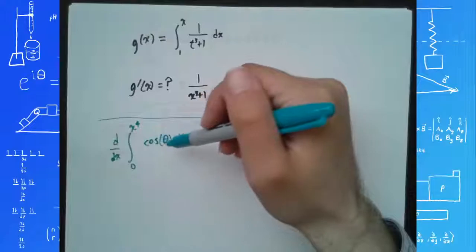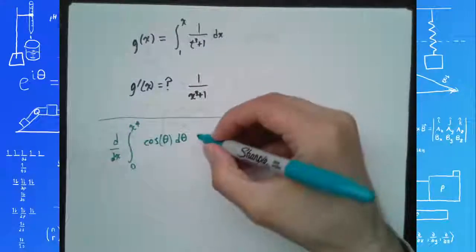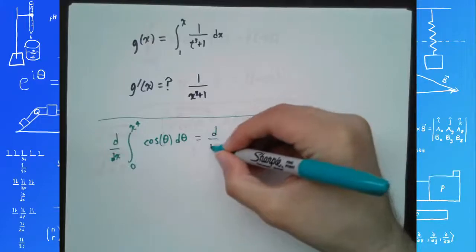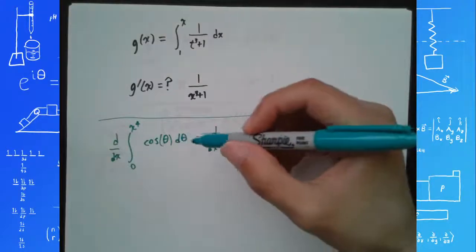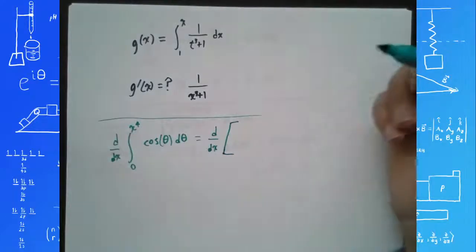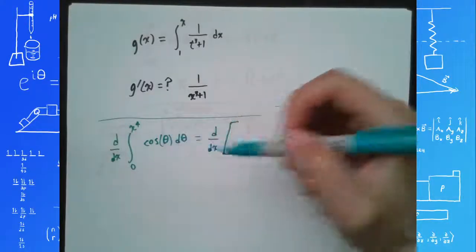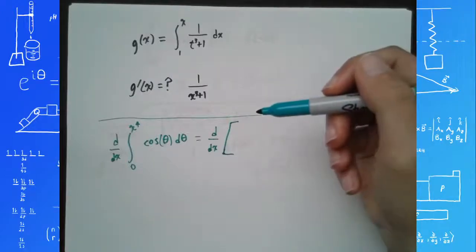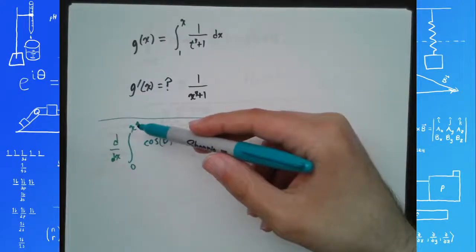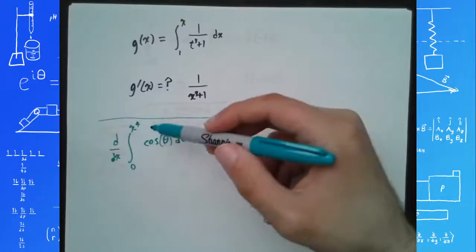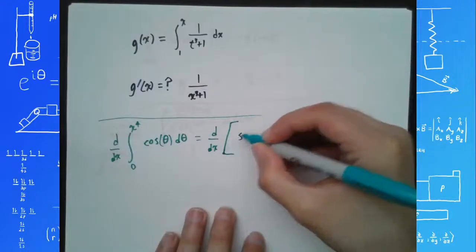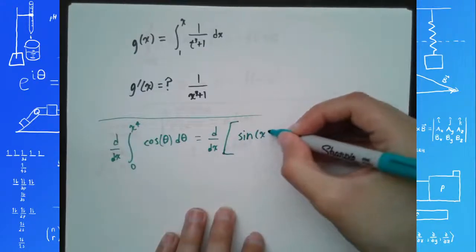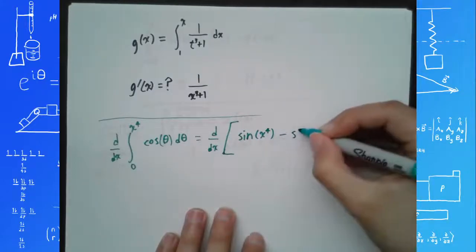If we go ahead and solve the integral part, we'll save the differentiation step for later. If we go ahead and integrate, the antiderivative of cosine is sine, so it's sine of theta evaluated from 0 to x to the 4th power. So that's going to be sine of x to the 4th minus sine of 0.